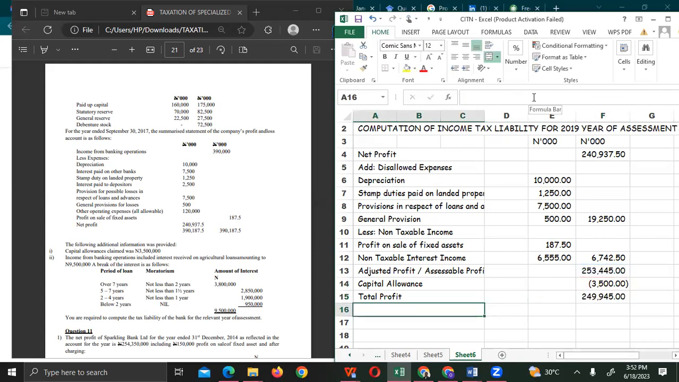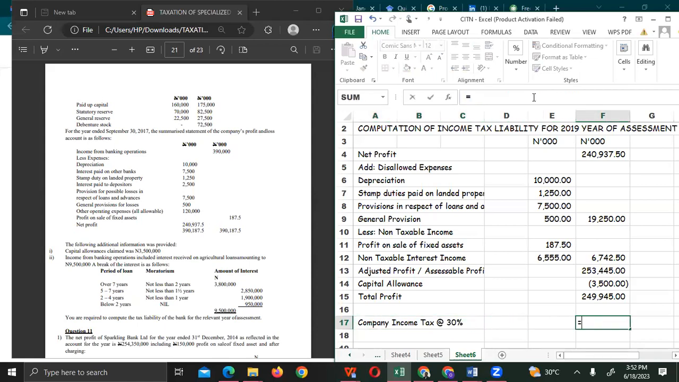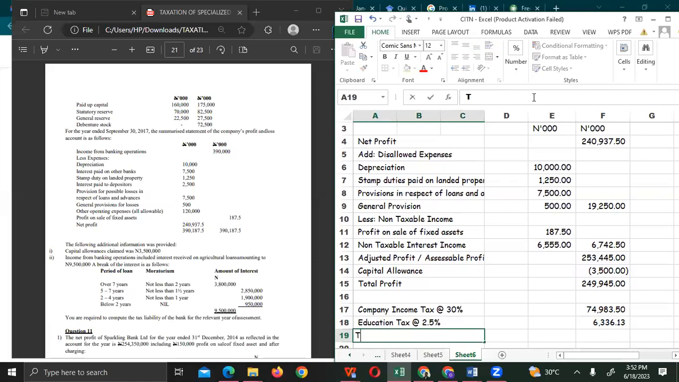Right? So now we have company income tax at 30%. And then we have education tax. Education tax is now 3%, but for the sake of this class, let's use 2.5%. We have total tax liability. Tax liability.